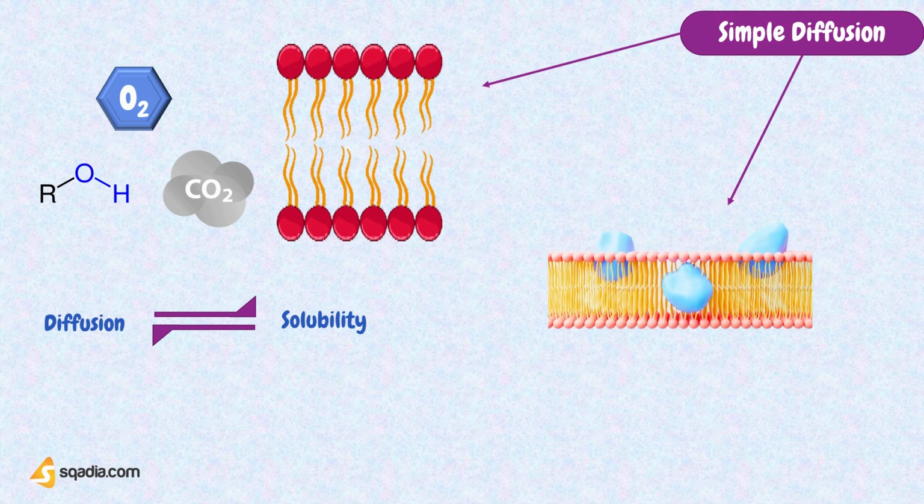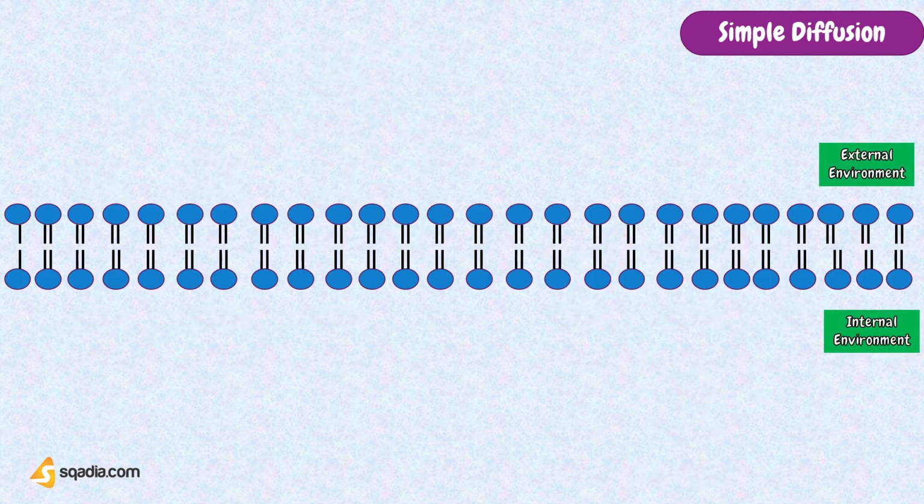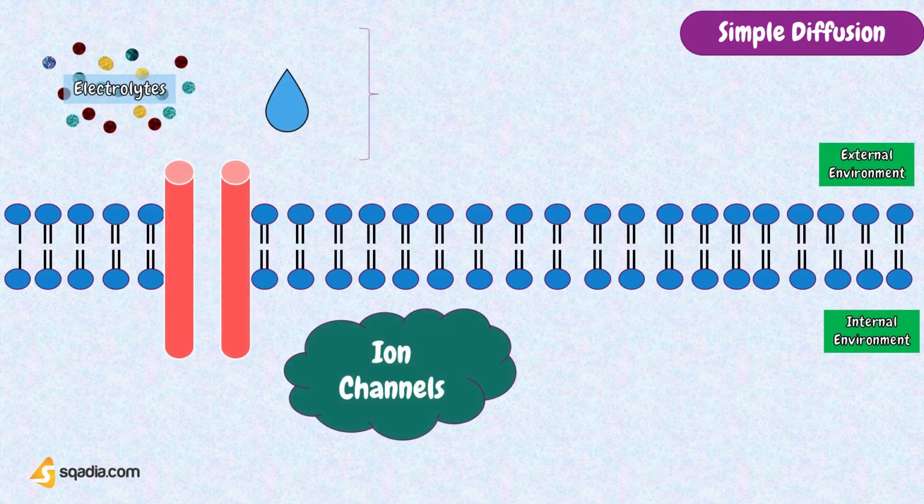Simple diffusion through the protein layer. The protein layer of the cell membrane is permeable to water-soluble substances. Mainly, electrolytes diffuse through the protein layer. This type of diffusion takes place with the help of specified channels present throughout the membrane: protein channels or ion channels.